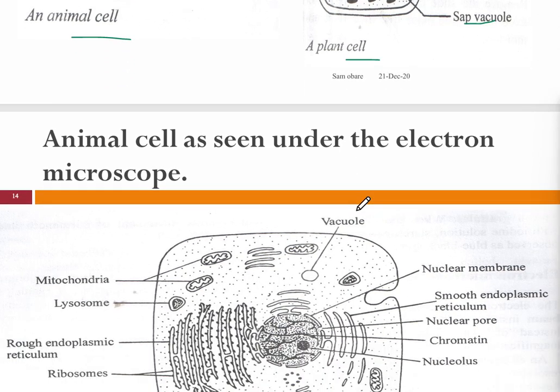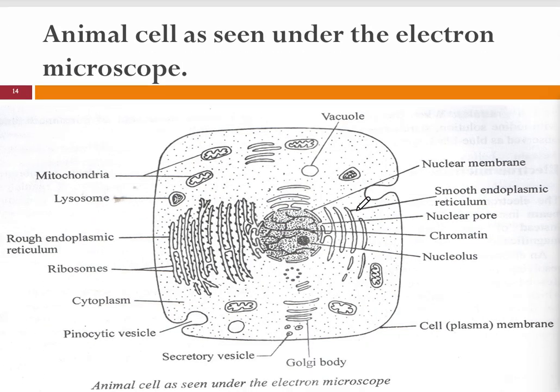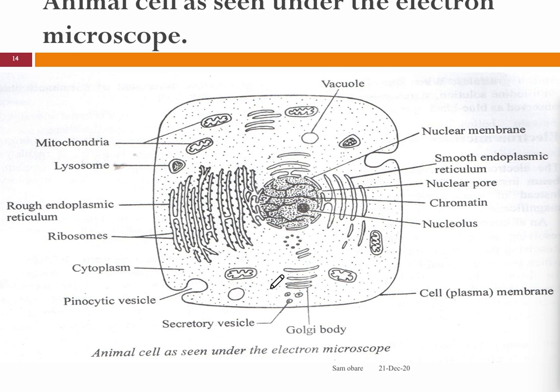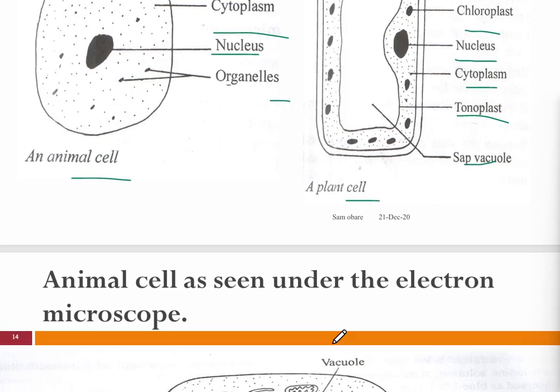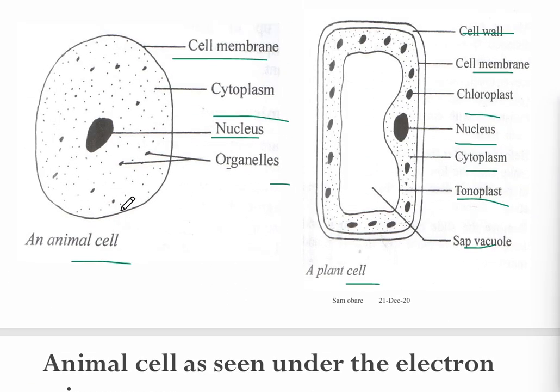But when we place the same specimen under the electron microscope, which has high resolving power, it gives us a very detailed view of every structure available in the specimen. So this is an animal cell. Imagine, look at this animal cell. When it's placed under light, we can see only three: the cell membrane, nucleus, and cytoplasm.